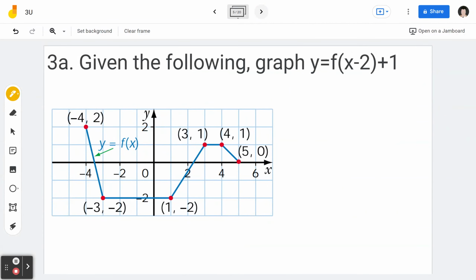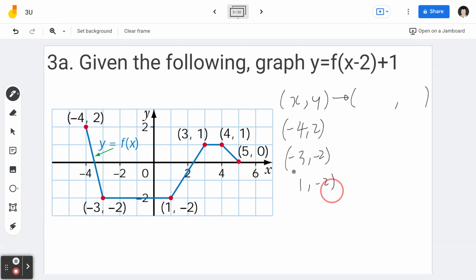3a, given the following, graph y equals f of (x minus 2) plus 1. So again, the first step is you have to know the mapping rule. And once you have the mapping rule, then we're going to list all these points. So for example, in this function, we have (-4, 2), (-3, -2), (1, -2), (3, 1), (4, 1), and (5, 0).